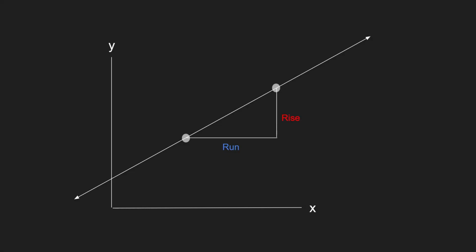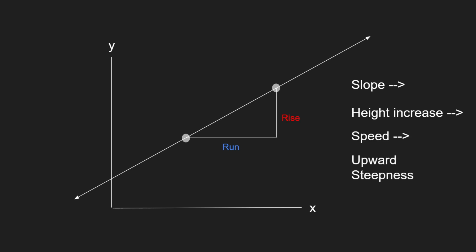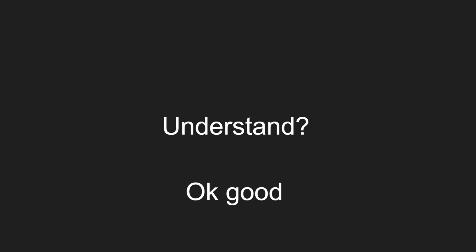So, it is better to interpret the slope of a line as how fast the line is increasing in height, and you can interpret that as just how steep the line is, where a higher slope means a higher steepness upwards. It is important that the steepness means upward steepness, not downward steepness. Downward steepness would mean a negative slope. Understand that? Okay, good, since the next topic is going to involve what I just talked about.